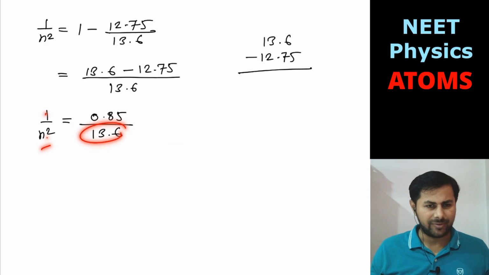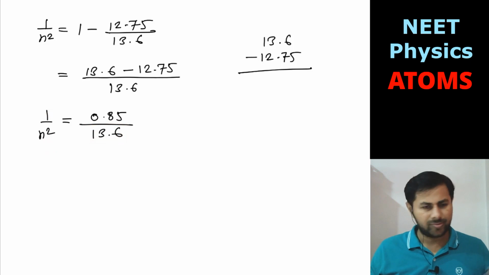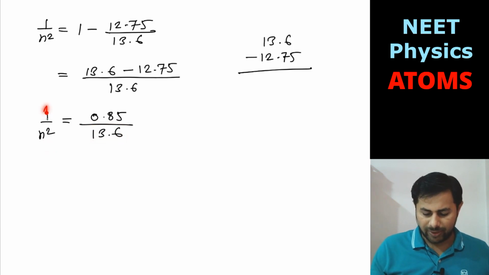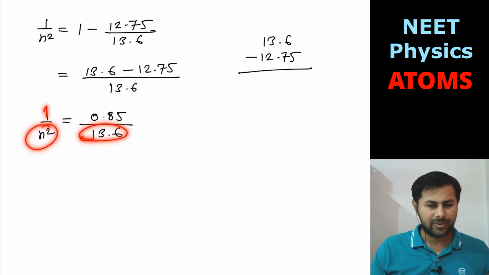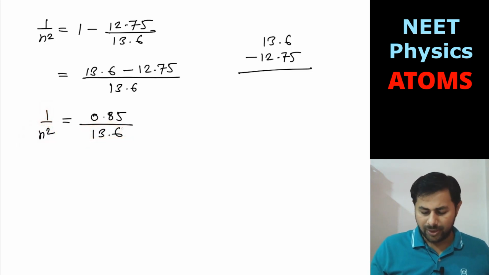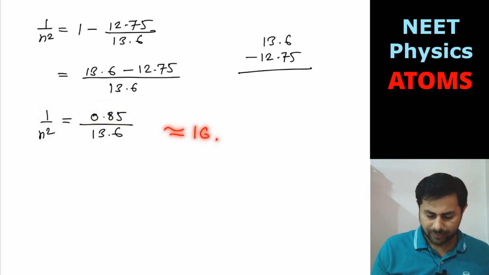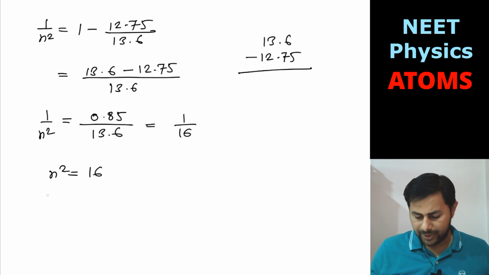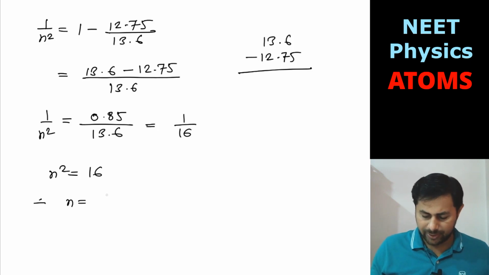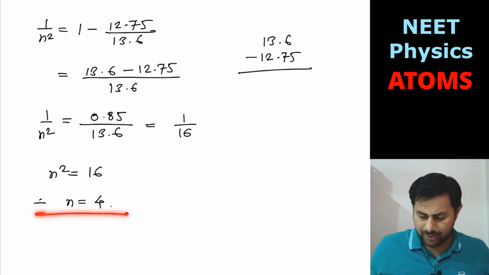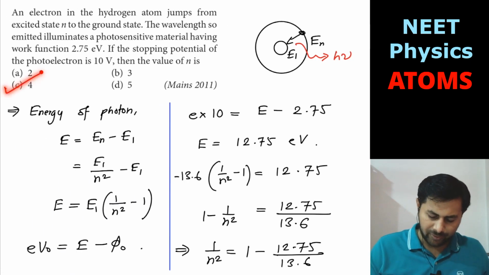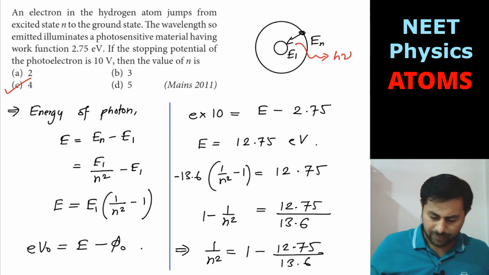Because this is 1 by n square, and the principal quantum number would be 1, 2, 3, 4, something like that. That means this number must be close to some square. So 13.6 divided by 0.85 will give you near about 16. Therefore N square is equal to 16, and N is equal to 4. So I guess that's the answer. N is equal to 4, so it's option C.